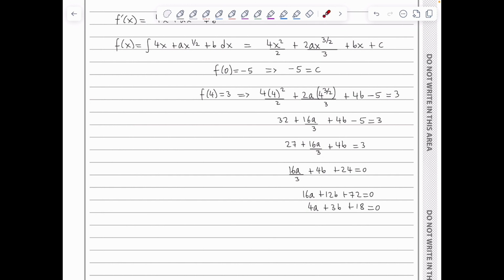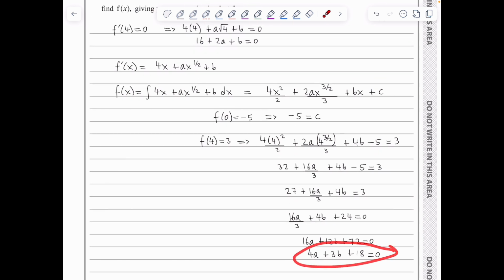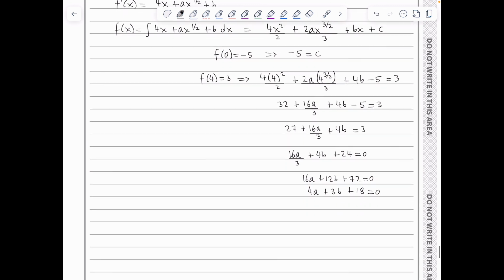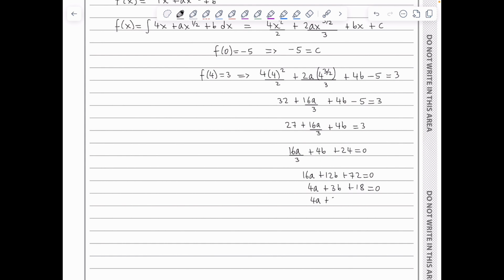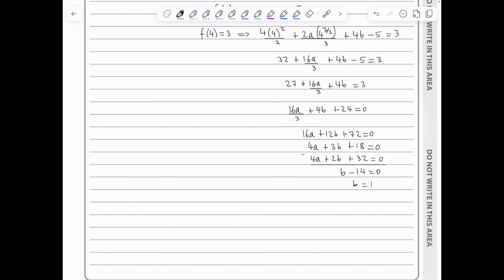So we're dealing with simultaneous equations in a and b. This was the second equation, and this is the first equation. I will multiply this first equation by 2 to get 4a plus 2b plus 32 is equal to 0. And if I deduct one from the other, I get that b minus 14 is equal to 0, and therefore we arrive at b is equal to 14.